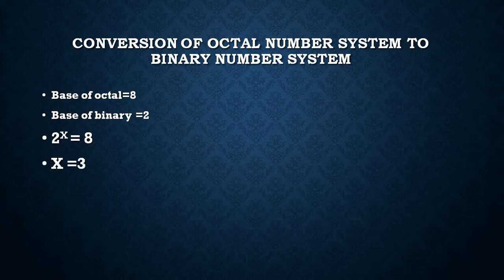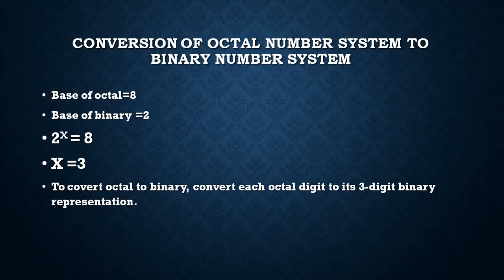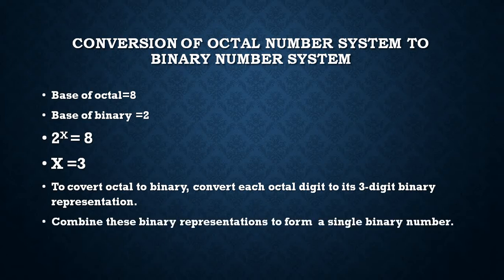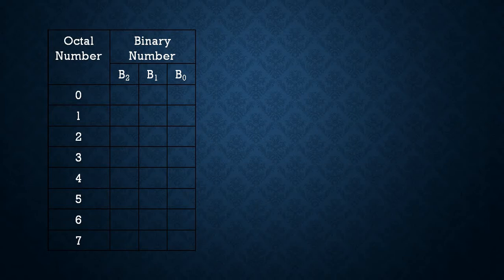This shows that to convert octal to binary, convert each octal digit to its 3-digit binary representation. Combine these binary representations to form a single binary number. Here we have to find the relation table for octal number and binary number. We know that the octal number system consists of digits 0 to 7. We write these digits 0 to 7 here.